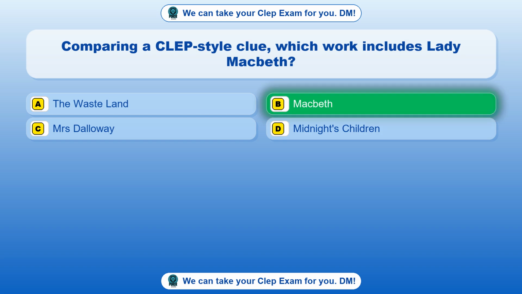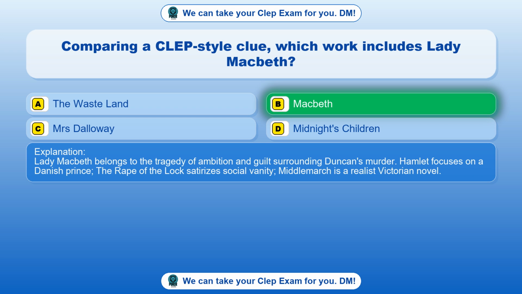The correct answer is option B. Macbeth. Lady Macbeth belongs to the tragedy of ambition and guilt surrounding Duncan's murder. Hamlet focuses on a Danish prince. The Rape of the Lock satirizes social vanity. Middlemarch is a realist Victorian novel.